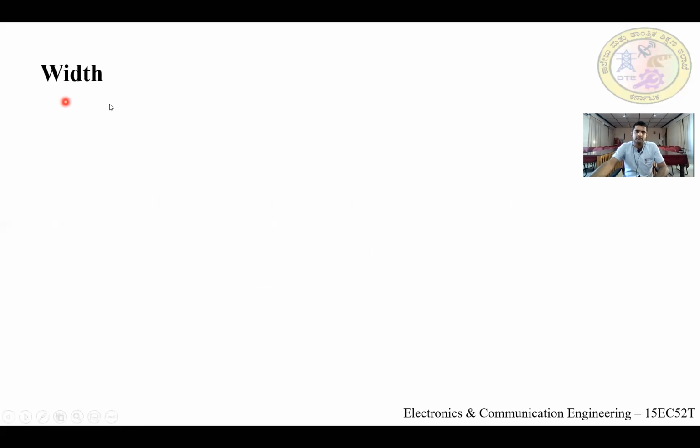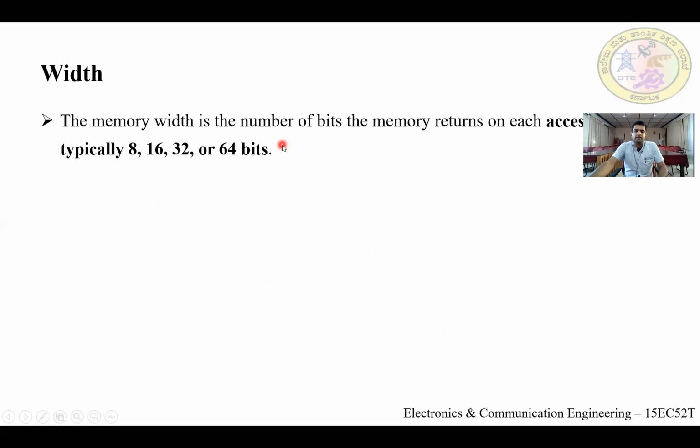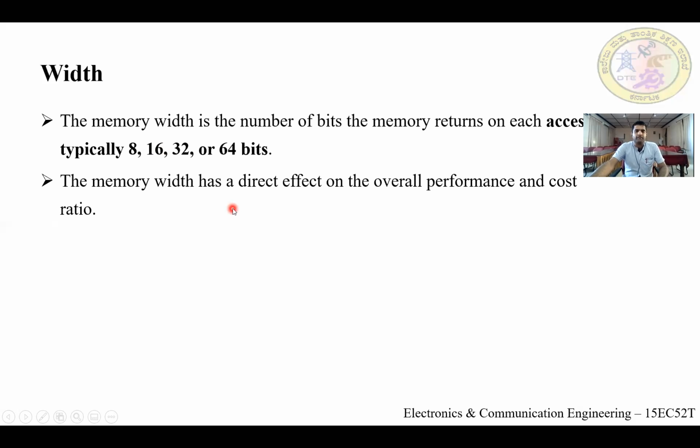Width. The memory width is the number of bits the memory returns on each access of the memory. Typically, it is 8-bit. If it is 8-bit width memory, it means that at a time we can access an 8-bit number. In one access, we can access an 8-bit number. 16-bit memory means in one access, we can access 16 bits. The memory width has a direct effect on the overall performance and cost ratio.